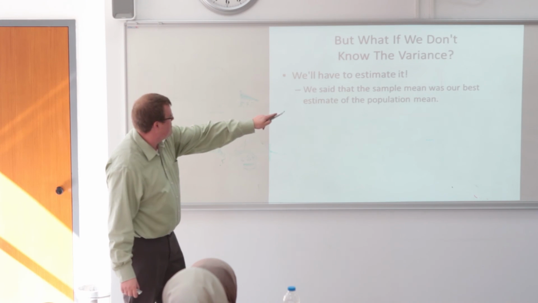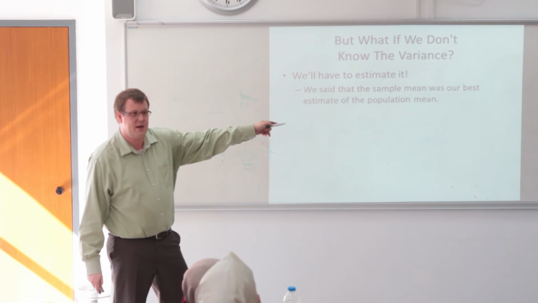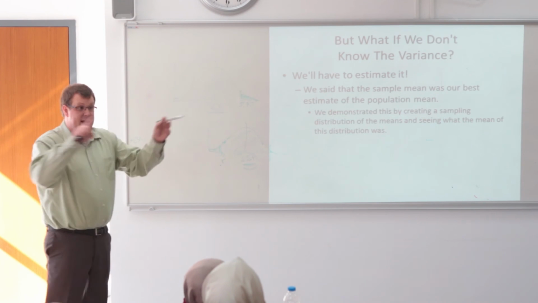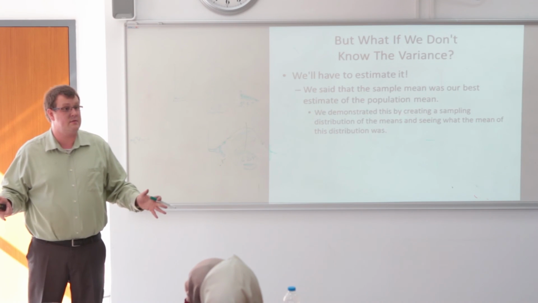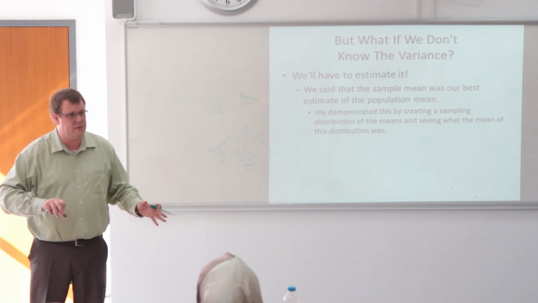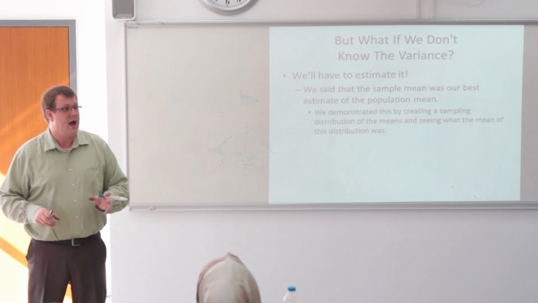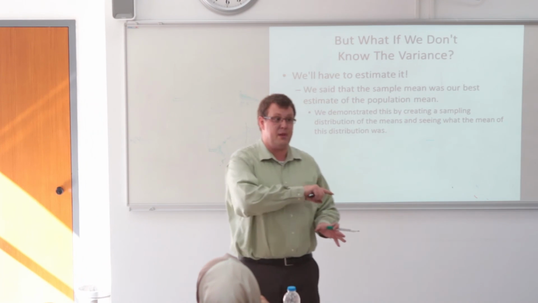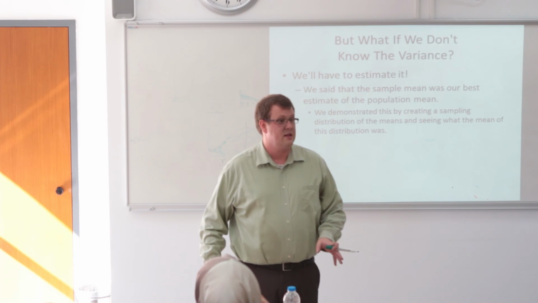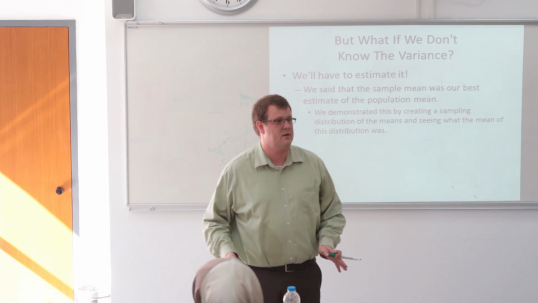So we said that the sample mean was our best estimate of the population mean, right? And to show this, I did a sampling distribution of the mean. I took a sample, I got the mean. I took another sample, I got its mean. I took another sample, I got its mean. And I plotted all of those means. And I figured out what the mean of all of those means was.